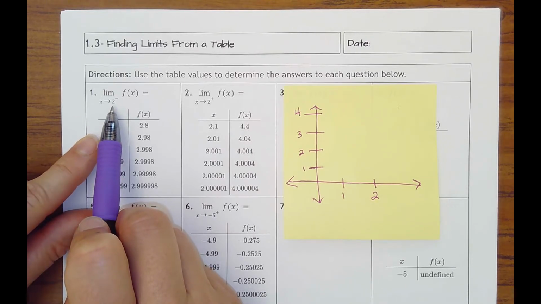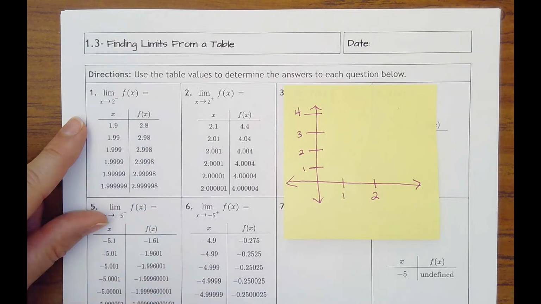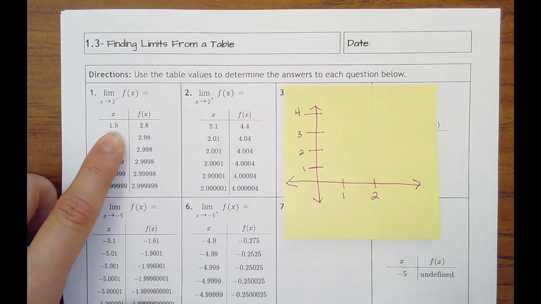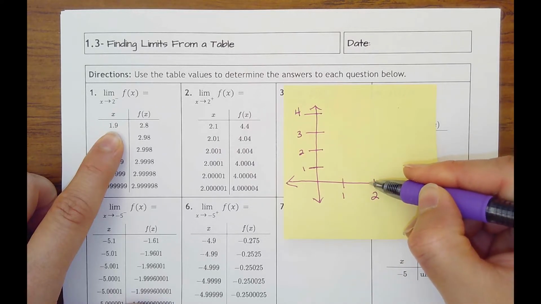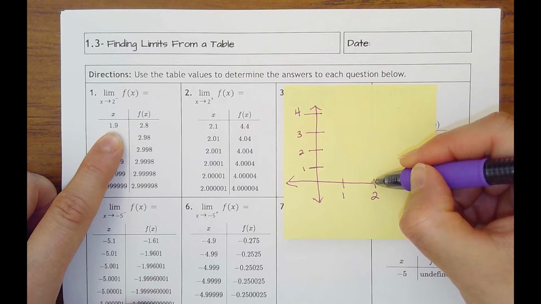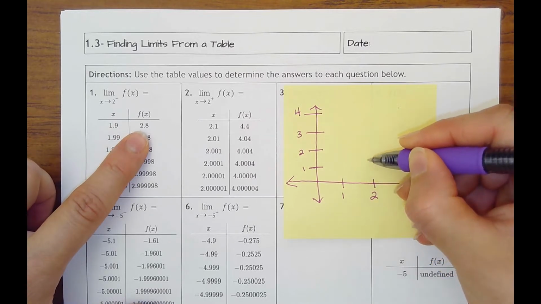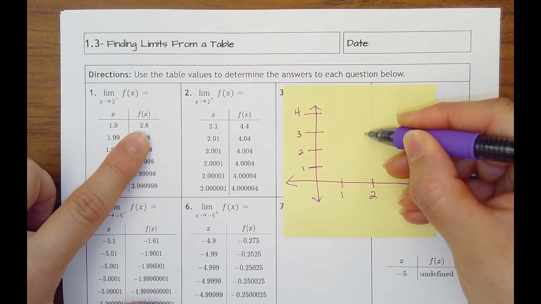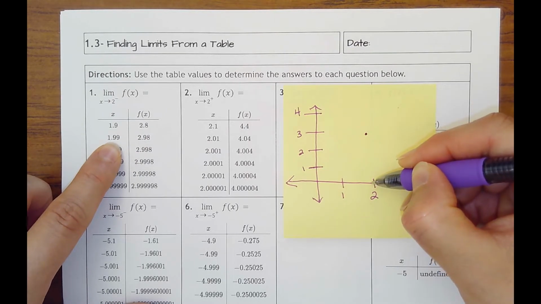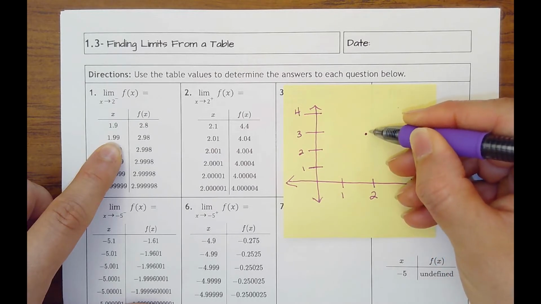I would start out by saying, okay, what's a number slightly smaller than 2? Not even 1, we want to get even closer. Start a tenth off and say 1.9. When I have a value of 1.9, my Y value is 2.8. When I plug in 1.99, so now I'm getting a little closer to 2, I'm getting 2.98.